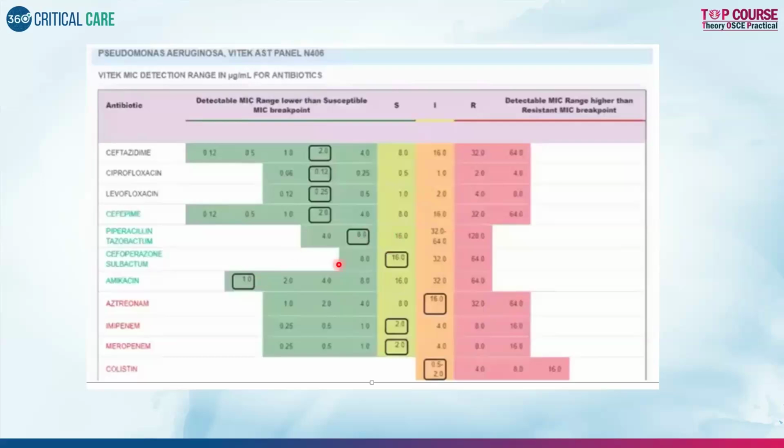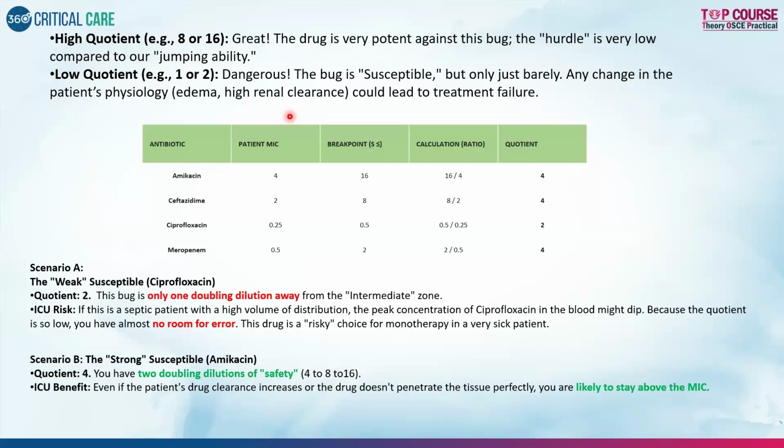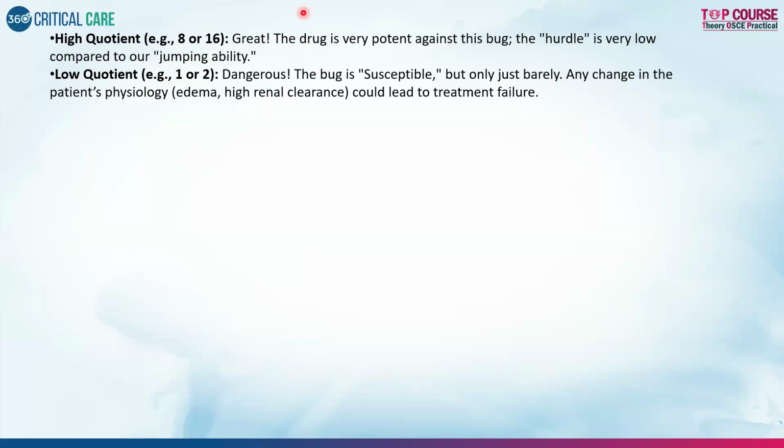Which will be a better choice here? All of these are susceptible only, right? You have ceftazidime which is susceptible, ciplox which is susceptible, levoflox which is susceptible, piptaz also susceptible. The breakpoint is 16, and here you have 1. So you have to divide it by that particular number. Higher the quotient, it is better. Is it clear or do you want me to answer it again?